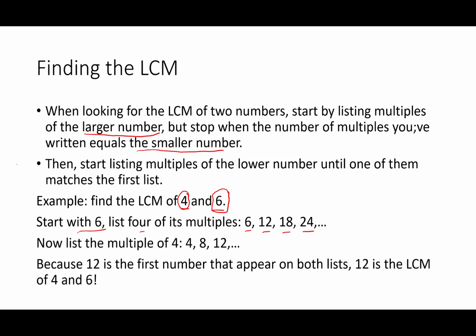After that, we start listing the multiples of the lower number until one of them matches the first list. So now we list the multiples of 4. We get 4, 8, 12. And you can find that 12 matches 12 in the first list. Okay, so 12 is the first number that appears on both lists, so therefore 12 is the LCM of 4 and 6.